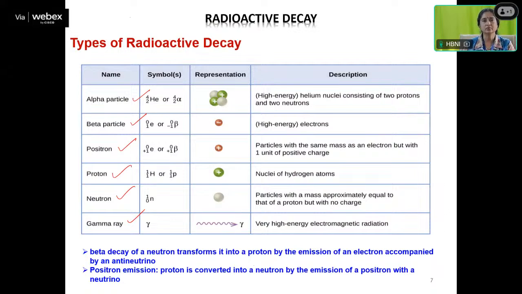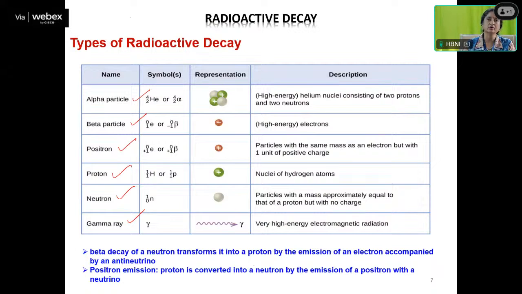Take beta decay of a neutron. Where does the beta come from in a nuclear decay, because it is not a part of the nucleus? But yes, beta decay comes from the neutron itself, where the neutron dissociates into a proton, and an antineutrino comes out.